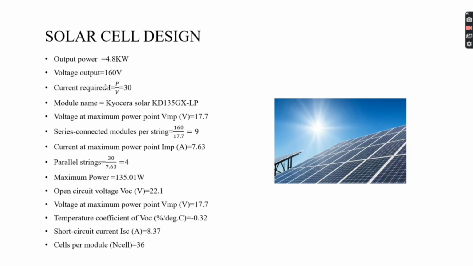And also we obtain the required current. In this case, the required current is 30 ampere. For obtaining that 30 ampere current, we connect the four modules in parallel. So we obtain the corresponding current and voltage. Also the maximum power is 135. So by connecting the 8 strings in series and 4 strings in parallel, we obtain the required 4.8 kilowatt power. This is the overall design of solar cell.